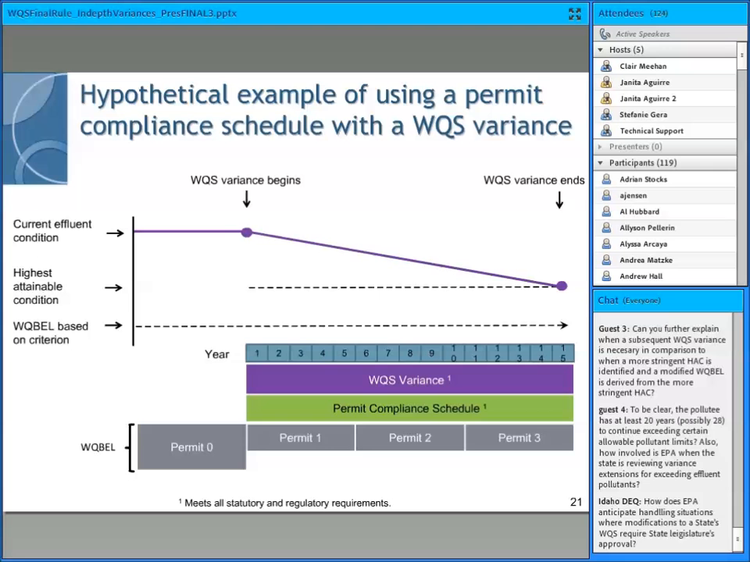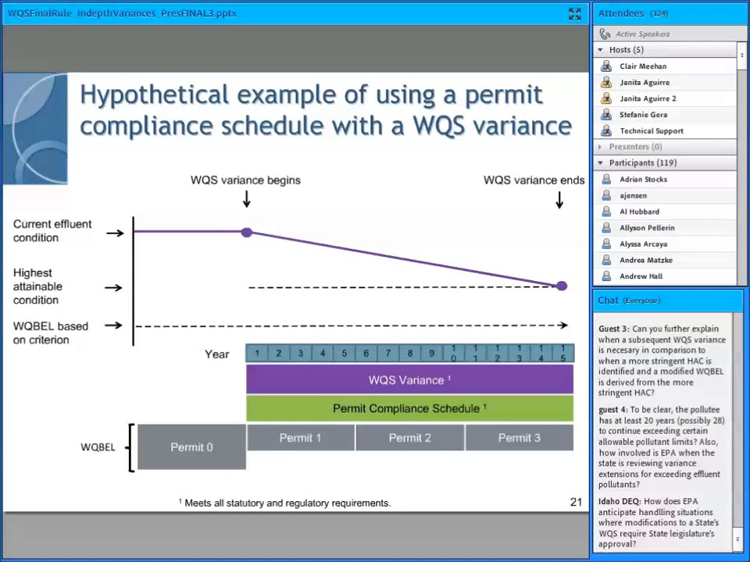The state adopts a 15-year variance and uses a compliance schedule to allow the discharger to comply with its permit and make progress toward the more stringent water quality-based effluent limit. The top half of this slide shows a graph with time on the horizontal axis and effluent quality on the vertical axis. The bottom half of this slide shows the timeline of the variance, the compliance schedule, and each permit cycle. The height of the gray rectangles represent each permit cycle and indicate the water quality-based effluent limit of the permit.